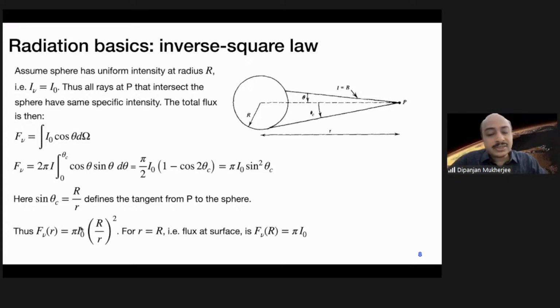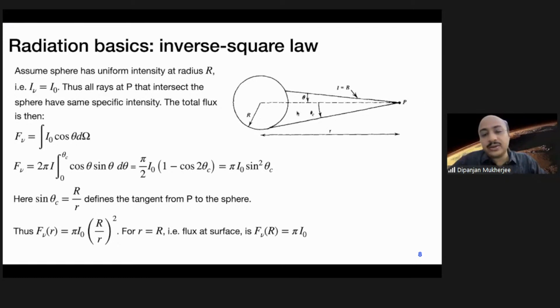There are interesting points to note here. Once you perform this integral, what you get is the total flux at this point P is pi times I naught, which is the intensity distribution on the surface here, times capital R by small r whole square.